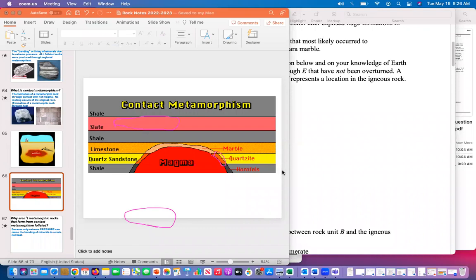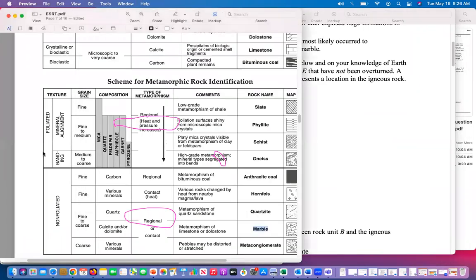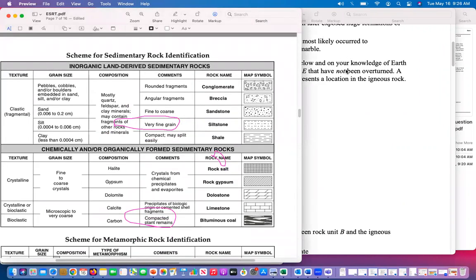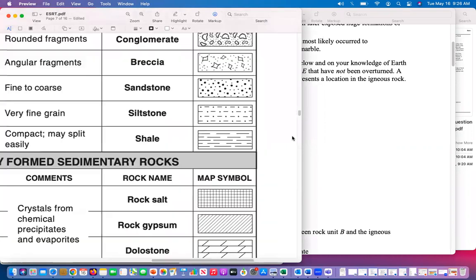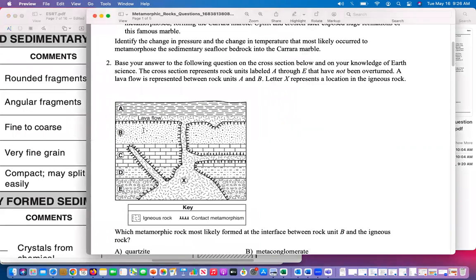So therefore, I'm going to go back and look, and I'm going to see what rock most likely formed in this unit from contact metamorphism, right? So rock B is what type of rock? When I'm looking at this symbol for rock B, it tells me that it is sandstone. You see how the symbol here for sandstone looks very similar to the symbols in rock B. So I know that rock B is sandstone.